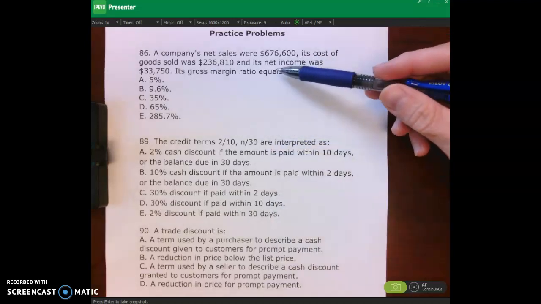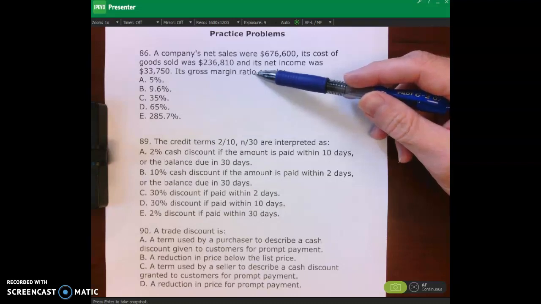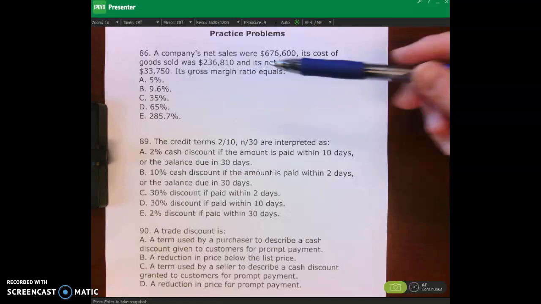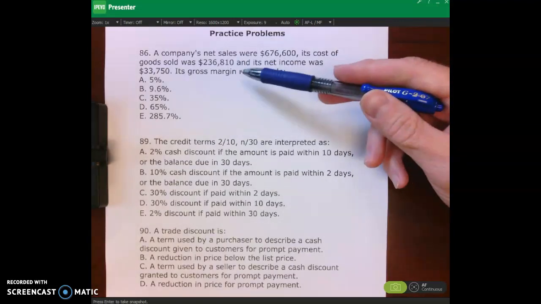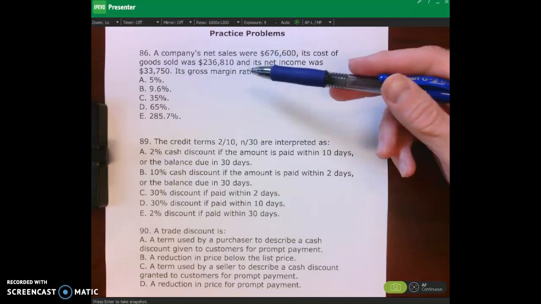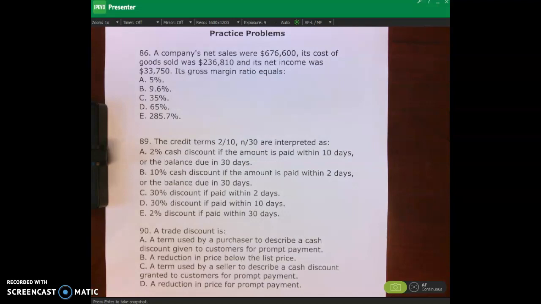And with 86, it says the gross margin ratio. That's something new. We haven't talked about that, but all that is, it's your gross margin divided by your sales. So you're expressing gross margin or gross profit, same thing, gross profit or gross margin divided by your sales, okay? And so it's expressed as a percentage. And so now that I've told you what that is, I want you to do number 86, 89, and 90, and then come back and we'll check it, okay?